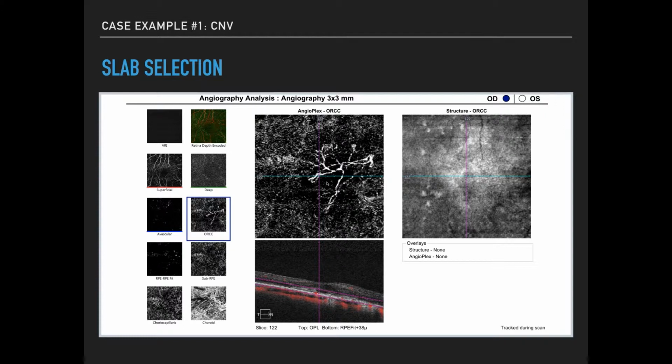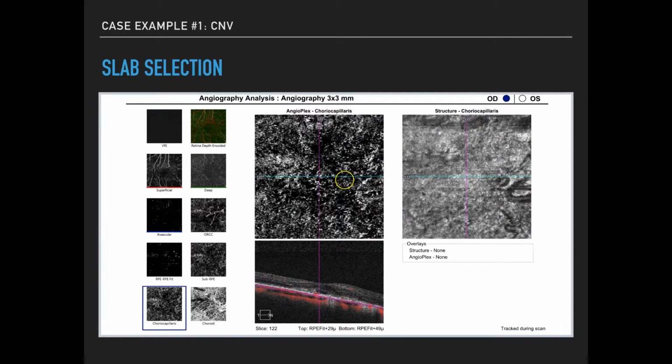This is a slab I have not yet shown you called the ORCC slab. It stands for the outer retina to choriocapillaris, and you can see the purple boundary lines showing you exactly what the slab is encompassing, and you can clearly see the CNV complex. But look what happens when I go to the choriocapillaris slab. This is the same patient, but now the CNV network is no longer visible. This goes to show you that it really does matter which slab you select.